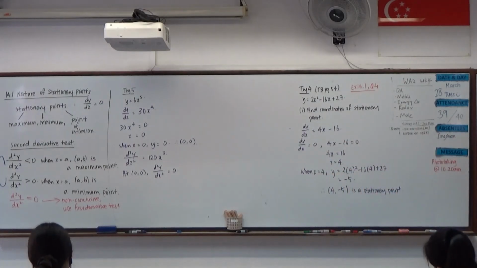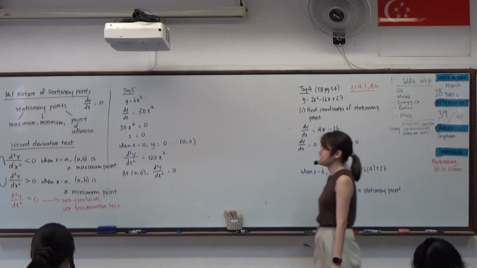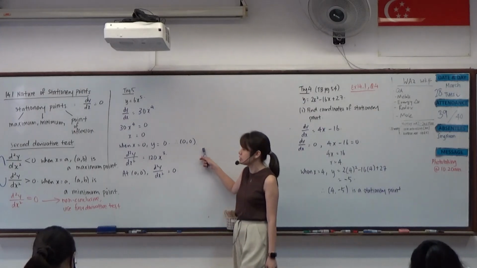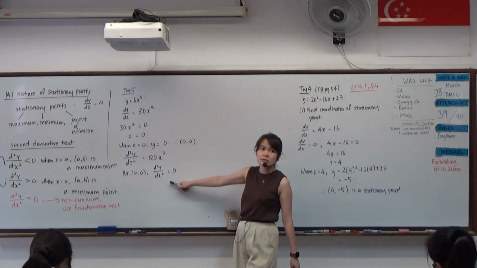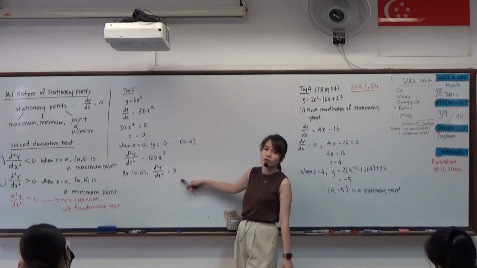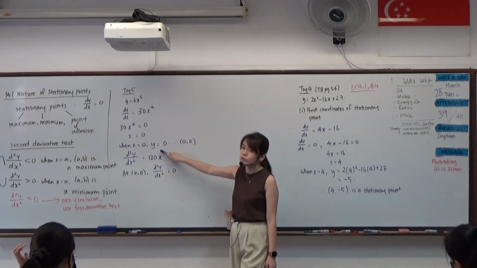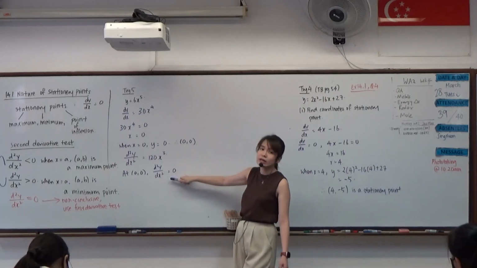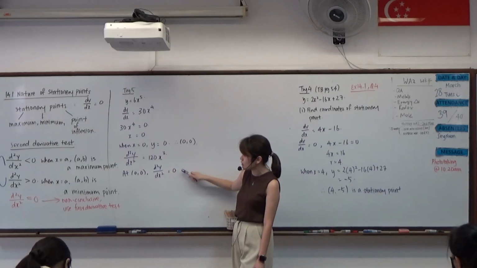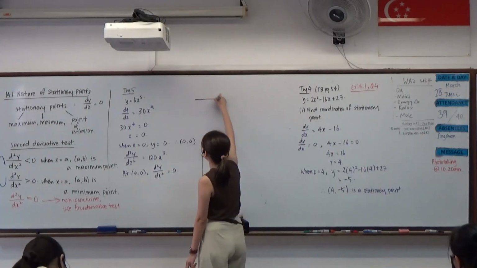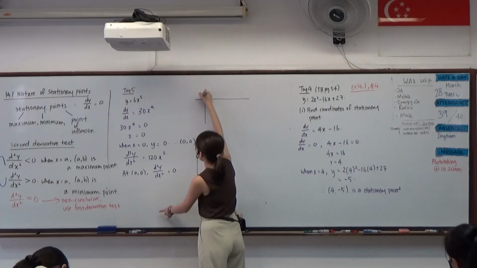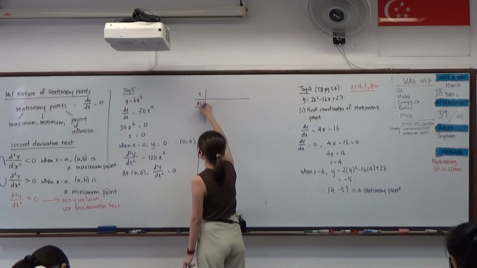To see and get is that the stationary point itself is at the coordinate 0, 0. Okay, and at 0, 0, your second derivative value should actually be 0 as well after substituting x equals 0 into your second derivative. So as mentioned, when your second derivative is equal to 0, you have to use your first derivative test. You cannot conclude anything out of this.